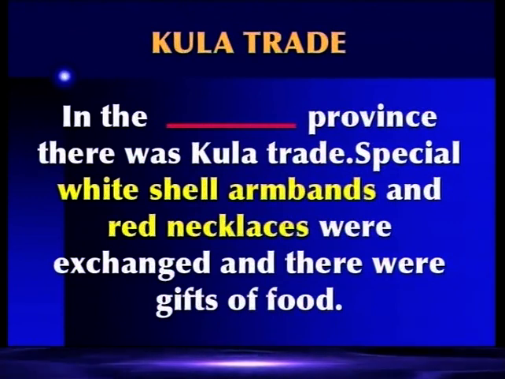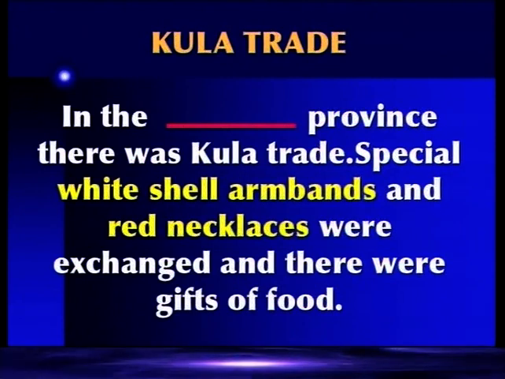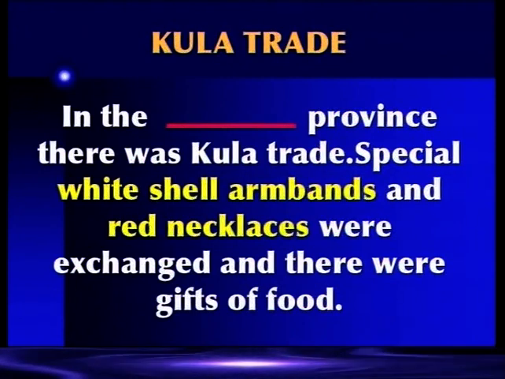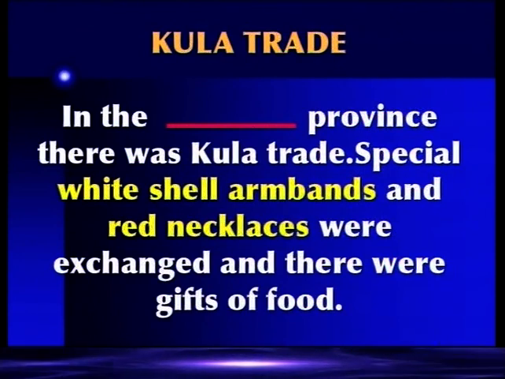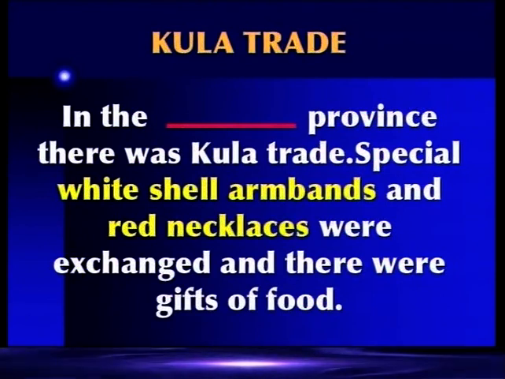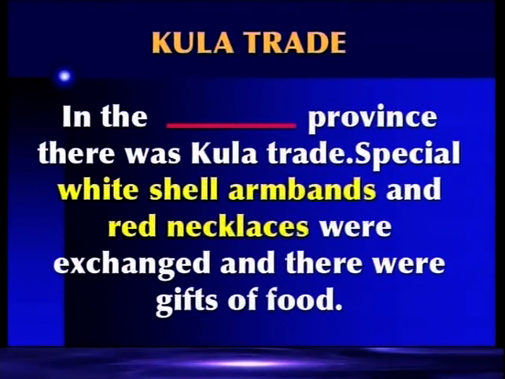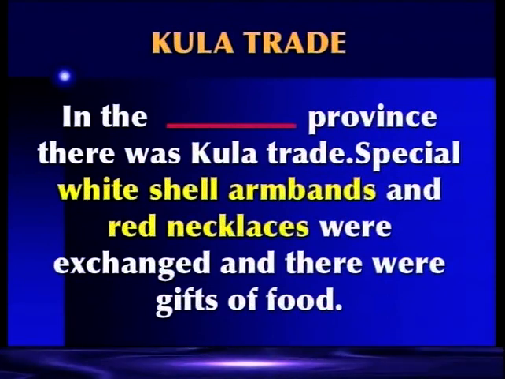In the Milne Bay province, there was Kula trade. Special white shell armbands and red necklaces were exchanged, and there were gifts of food. So in the Milne Bay province, they took part in this Kula trade where special white shell armbands and red necklaces were exchanged between themselves with gifts of food. So we have the Hiri trade between Motuans and the Gulf people, and the Kula trade in the Milne Bay province.